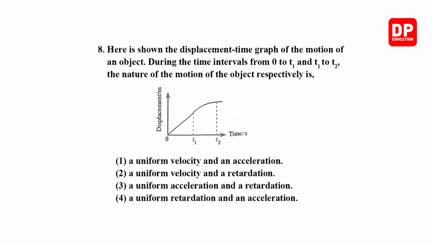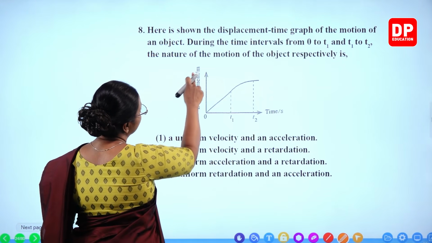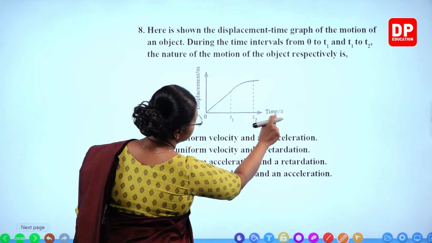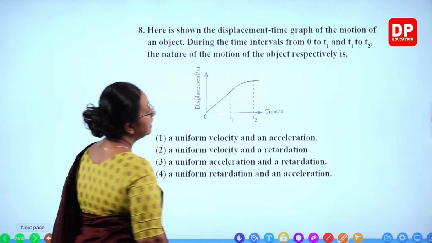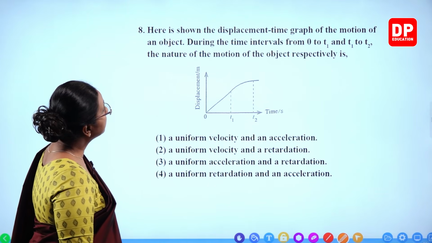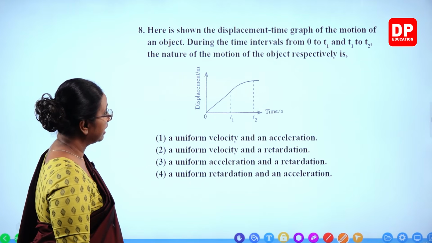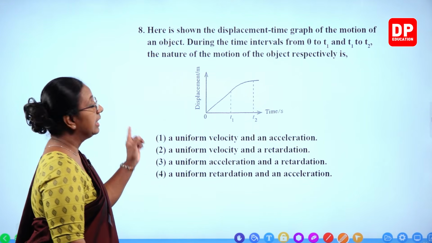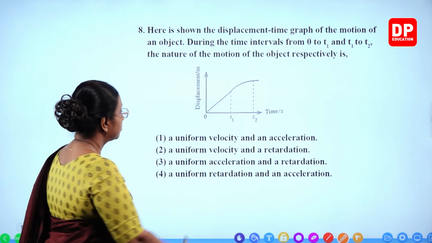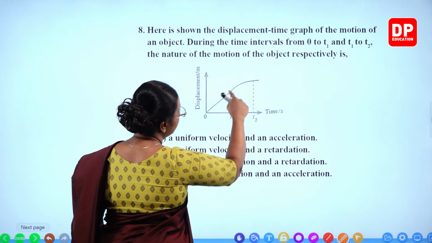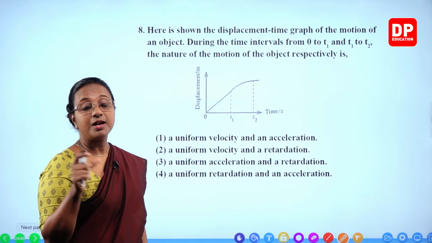Here is shown the displacement time graph of the motion of an object. So they have given you the displacement time graph. So you can see on the y-axis you have displacement in meters and the x-axis has time in seconds. The x-axis is marked as 0, t1 and t2. During the time intervals from 0 to t1 and t1 to t2, the nature of the motion of the object respectively is. So they want you to analyze these two parts of the motion.